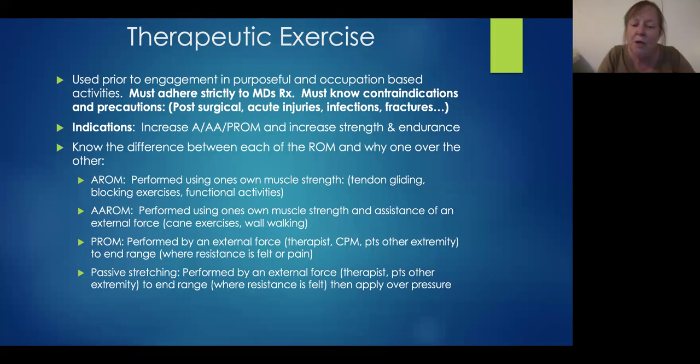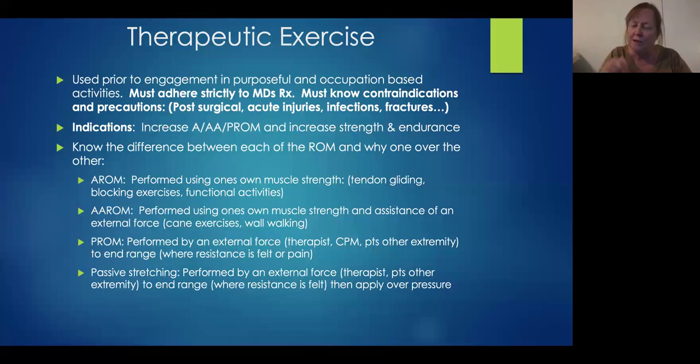Know the difference between range of motion types and why one over the other. You need to know that. These are the basics of exercise. So you know that active range of motion, if you get an order for active range of motion, that means the person is using their own muscle strength to produce the movement, okay? They're using their own muscle strength. That means hands off.